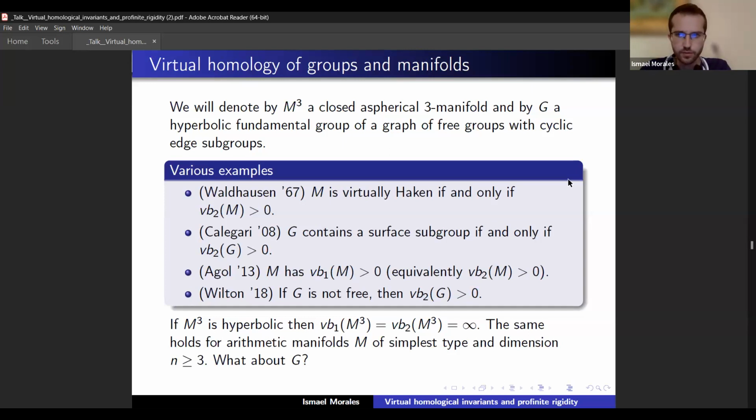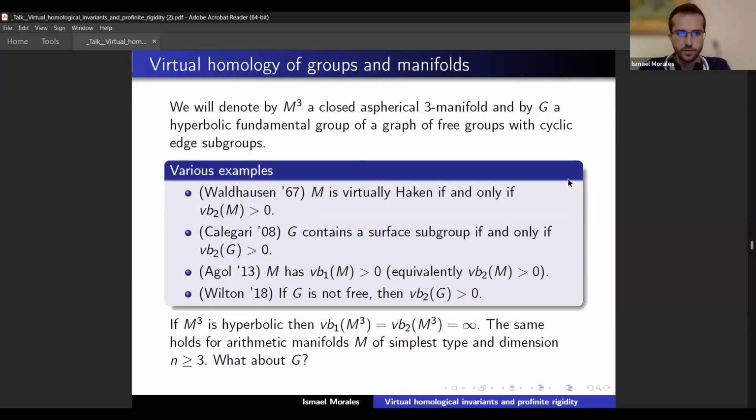We know by Wilton's result that the virtual second Betti number is positive, as in three-manifold topology. But it's not clear if being positive is the same as being infinite, or when it is the case, right? Because for surfaces, it will not be infinite, it's just positive, right?